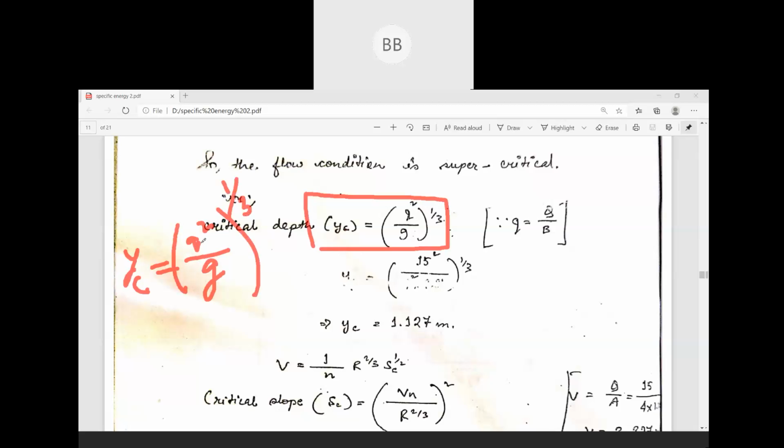Q is not given, so in place of q you can write discharge divided by width of the channel, and it will also be squared. So find out the q square, substitute here, g is 9.81, to the power 1 by 3, and you can find out the yc value. You see, you are getting the same value or not: 1.127 meter.